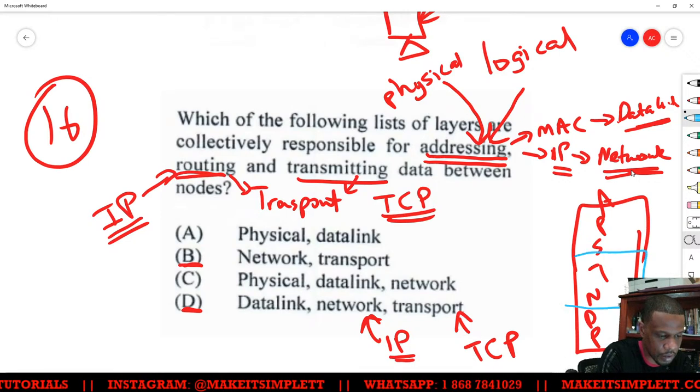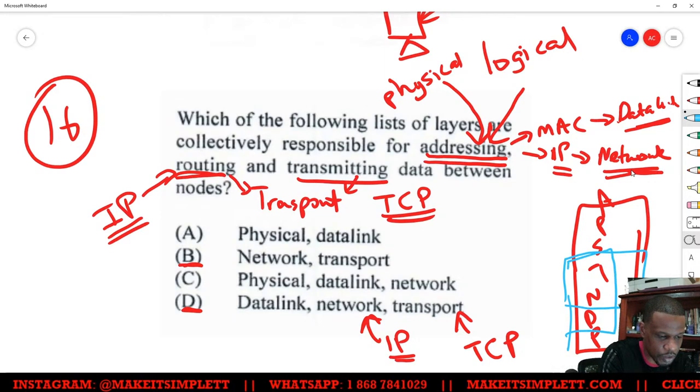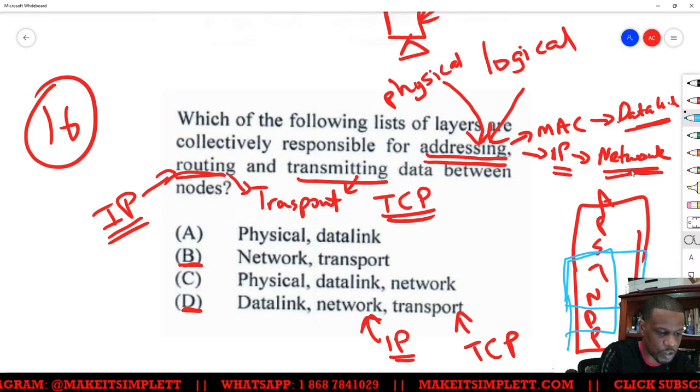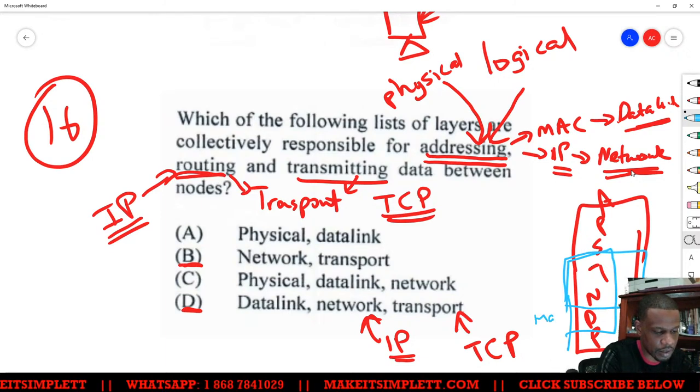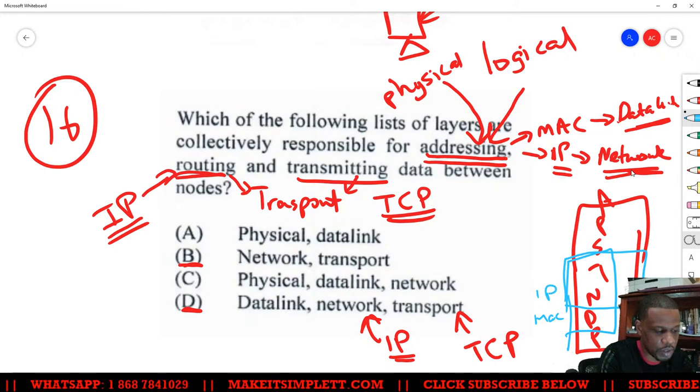from here. But it's very possible that the process could be starting from data link going up to transport. Data link, network, and transport. Because that's where the MAC address is. This will be the MAC. This will be the IP. And then this will be the transmit.